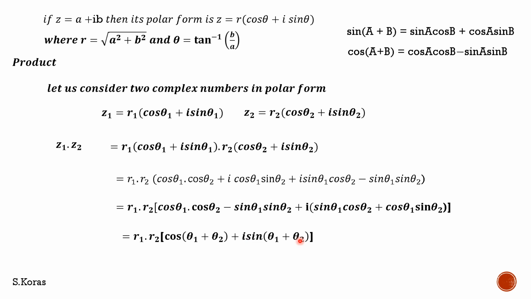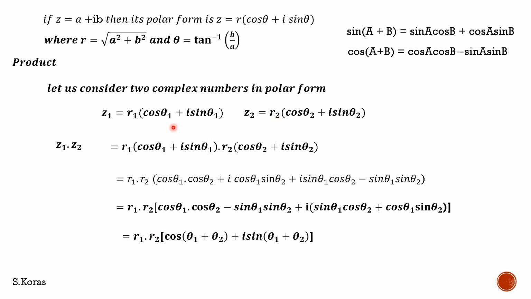Right. So if you multiply two complex numbers in polar form, what is happening? According to the proof, we can come to a conclusion. There is no need of doing it like this. Simply we can follow this method. If you want to multiply two complex numbers which are in polar form, just multiply their modulus first. That is R1 into R2.